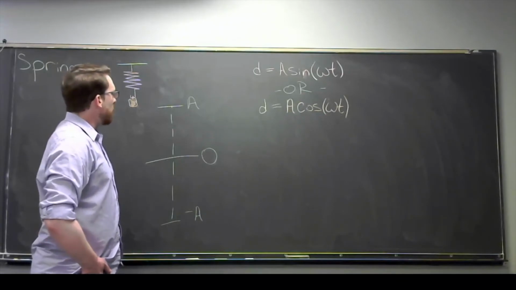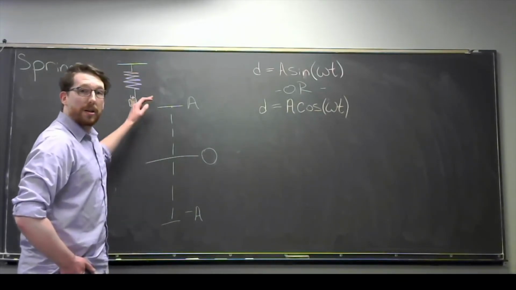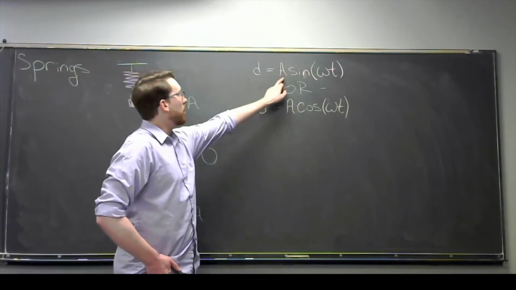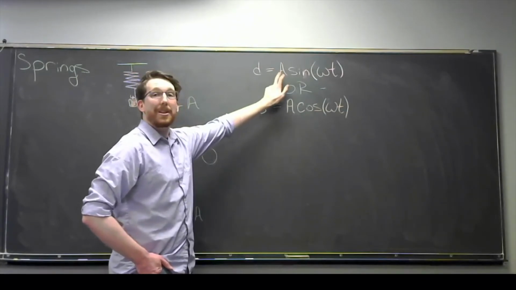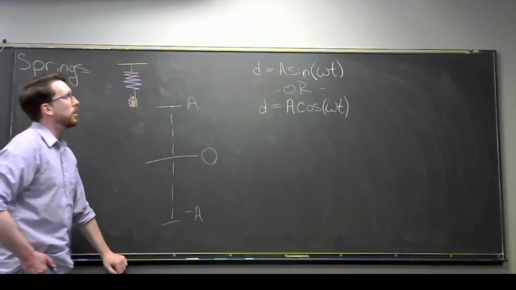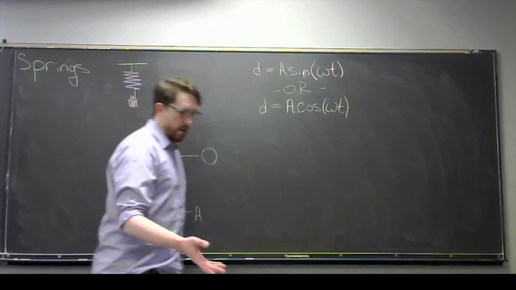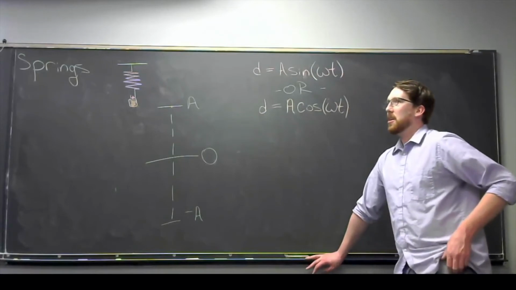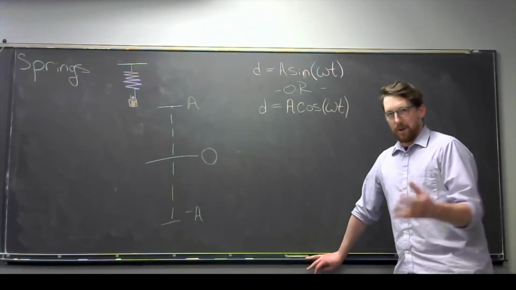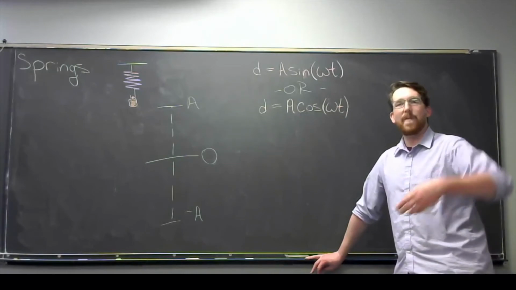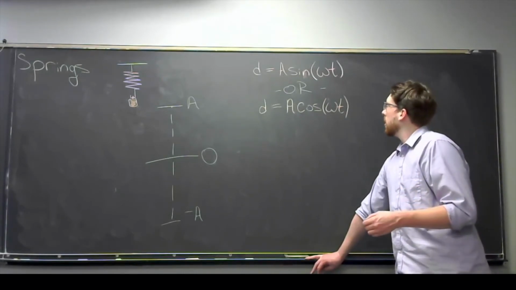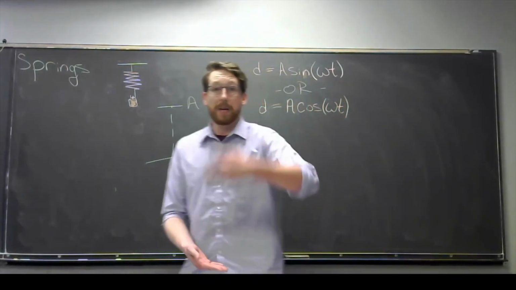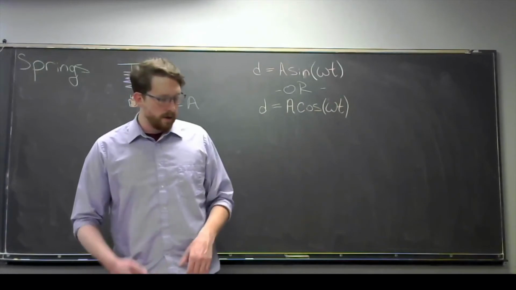That d value would be where it sits along this line. The a value is going to be the amplitude. So what about omega t? Well, omega t is a little bit harder to describe. What omega t tells you is how fast it's moving. So t being time and omega being the speed at which it oscillates.